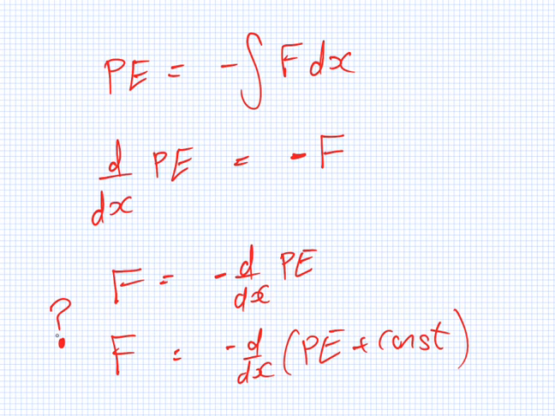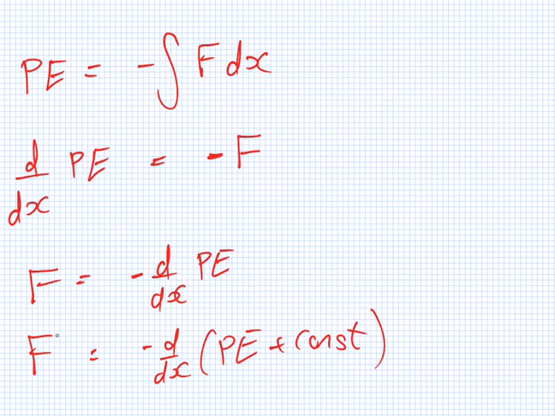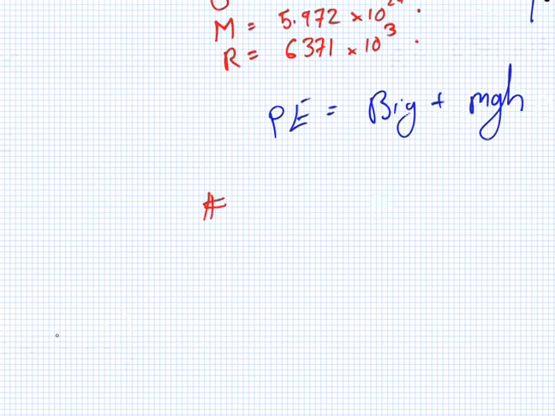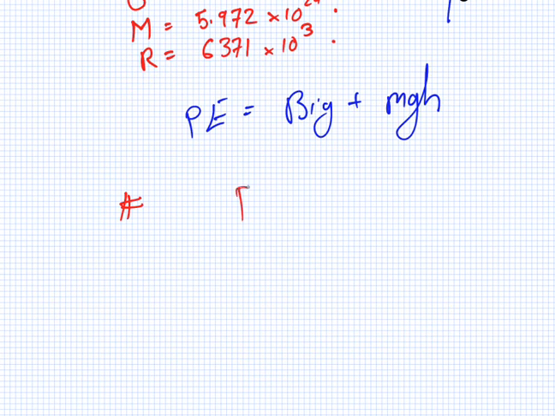Think about all the potential energy formulas you know. MGH, does that have a plus constant in it? No. A half K delta X squared, does that have a plus constant in it? No. So all plus constants can be ignored in the potential energy formula. So then we end up with potential energy near the surface equals MGH.